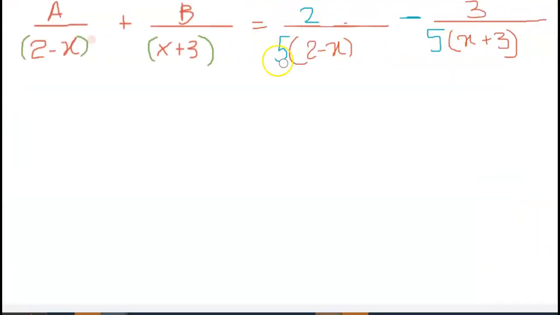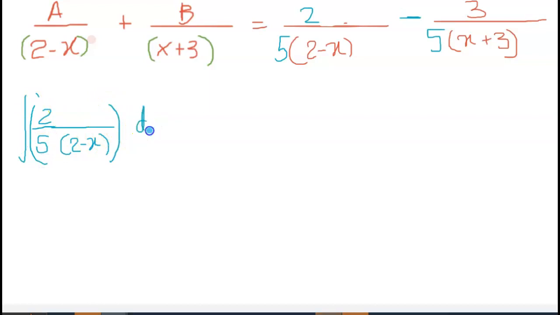So if I integrate that bit, which is the same as integrating the original question, now I'm going to integrate it. Integrate 2 over 5 times 1 over 2 minus x. I'm going to integrate them separately. Minus this minus is that minus. Integrate 3 over 5 times 1 over x plus 3.